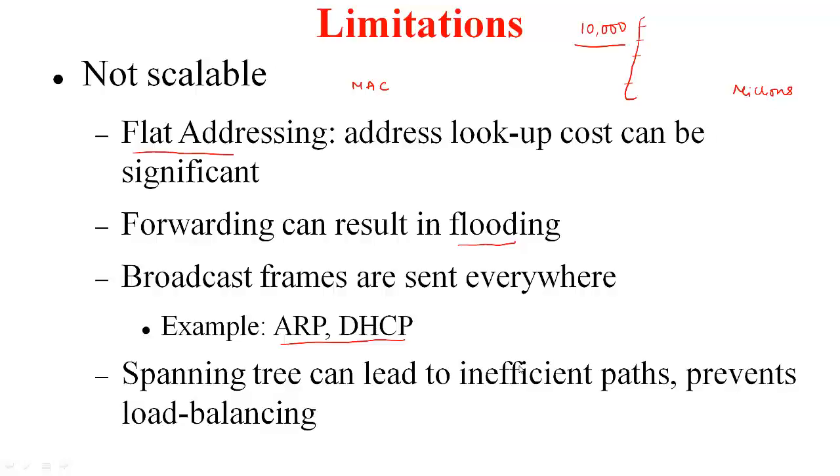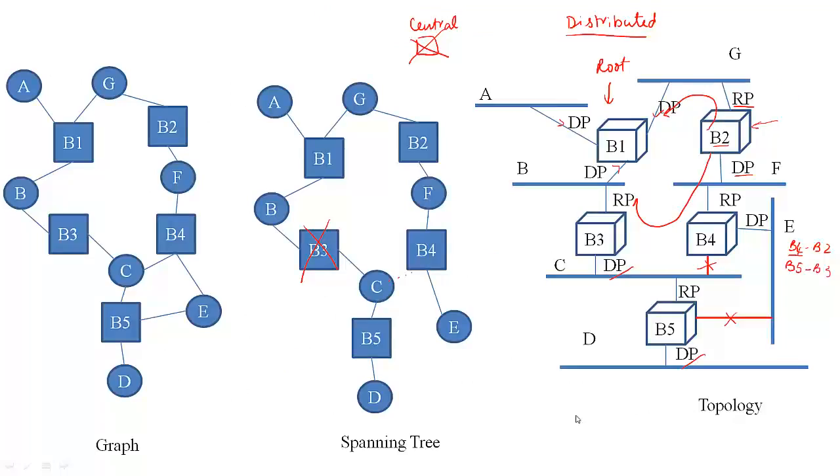There is yet another limitation to bridges. The spanning tree algorithm itself can lead to inefficient paths, and this also prevents load balancing. What do I mean by this? Suppose a host in LAN segment E wants to send a packet to a host in LAN segment D. If you see this figure, they are just interconnected via one bridge. But because you have imposed the spanning tree and removed that particular port, this packet essentially has to travel all the way up and come back down. So this is not very efficient.